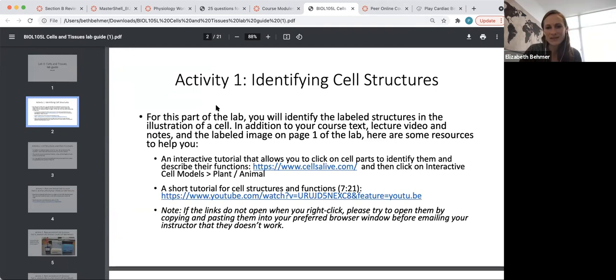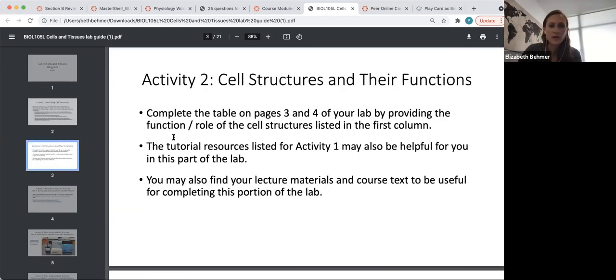For the first activity, you'll be identifying different cell structures, and they'll be illustrated in the cell. You can use your lecture textbook, any lecture videos that you might be going over on cell structures. I think by now you've probably gone over mitochondria, nucleus, parts of the cell. There's also an interactive tutorial that allows you to click on the parts of the cell to identify them and their structures. This is a great tutorial. You'll want to click on the cell model, probably the plant or the animal. Here's a short YouTube tutorial for cell structures and their functions. So you'll work your way through that.